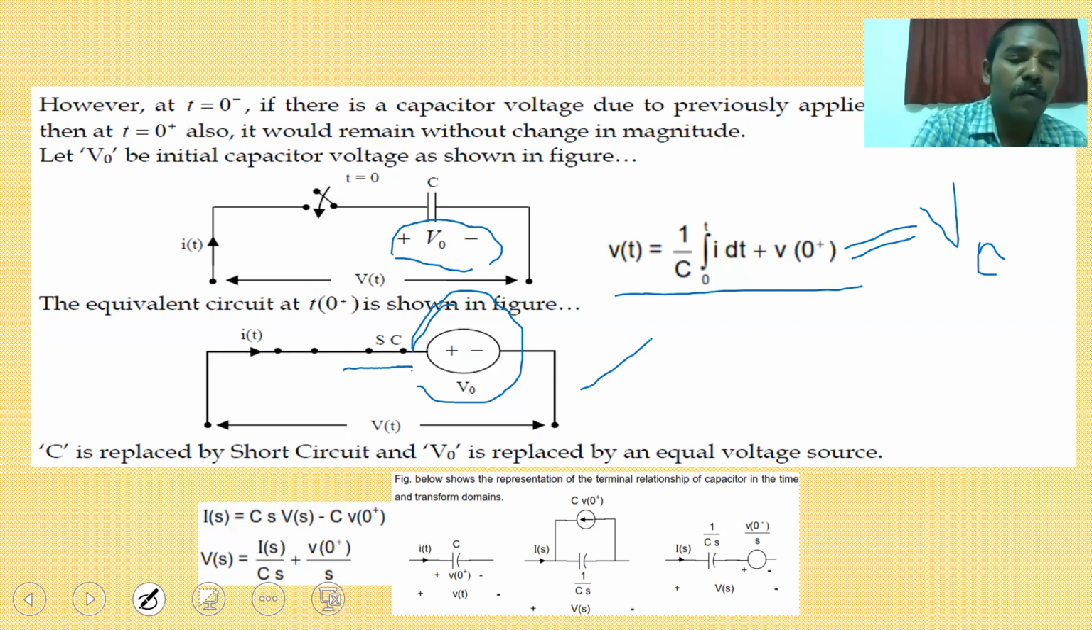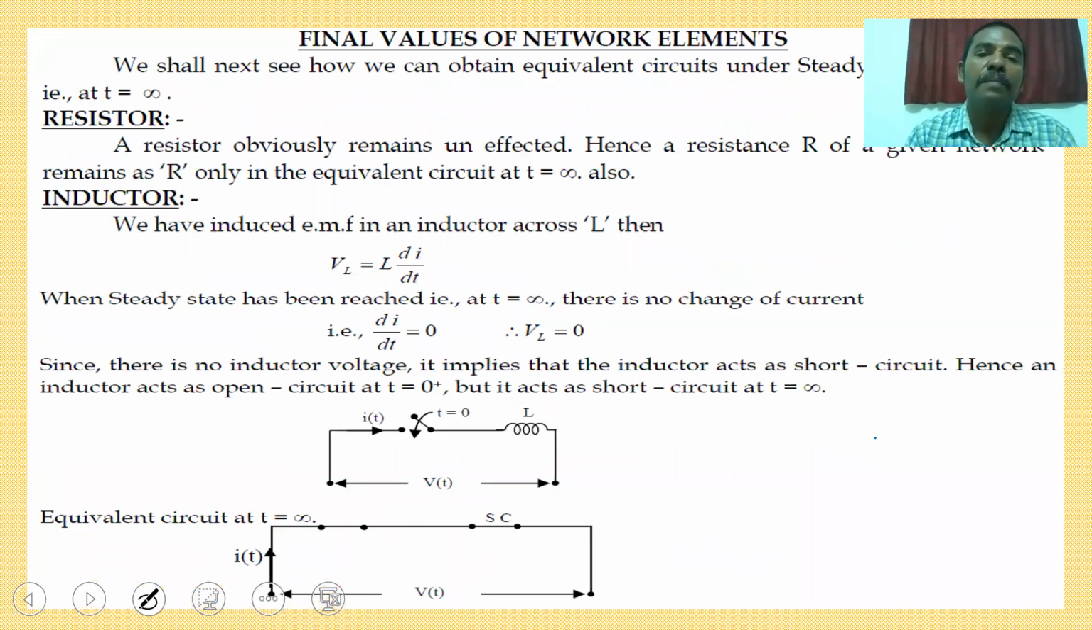Similarly, if you want to go for the Laplace transform, the current flowing through the capacitor I of s is equal to C into s into V of s minus C into V of 0 plus. So in terms of voltage, V of s is equal to I of s by C into s plus V of 0 plus divided by s. And this is the equivalent s domain analysis of the circuit. So both are the same, time domain or Laplace transform, you get the same result. Okay. Then coming to the final values of the passive elements.